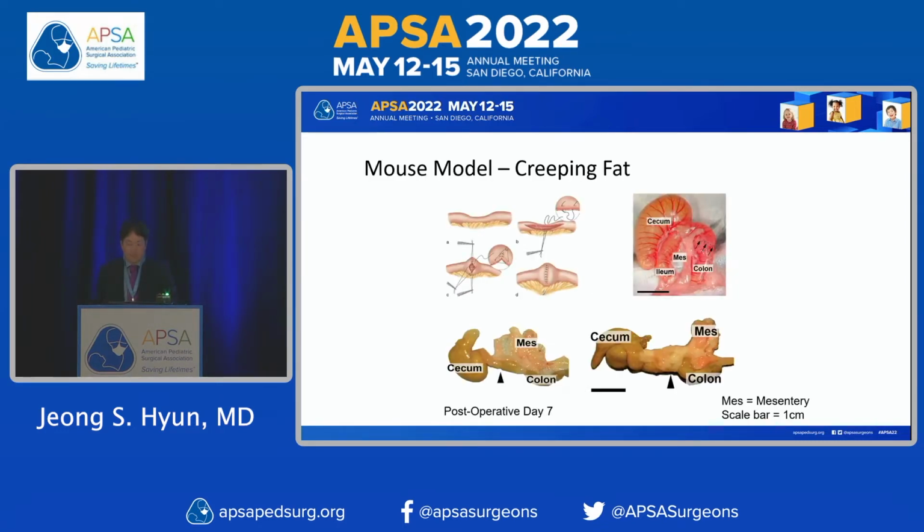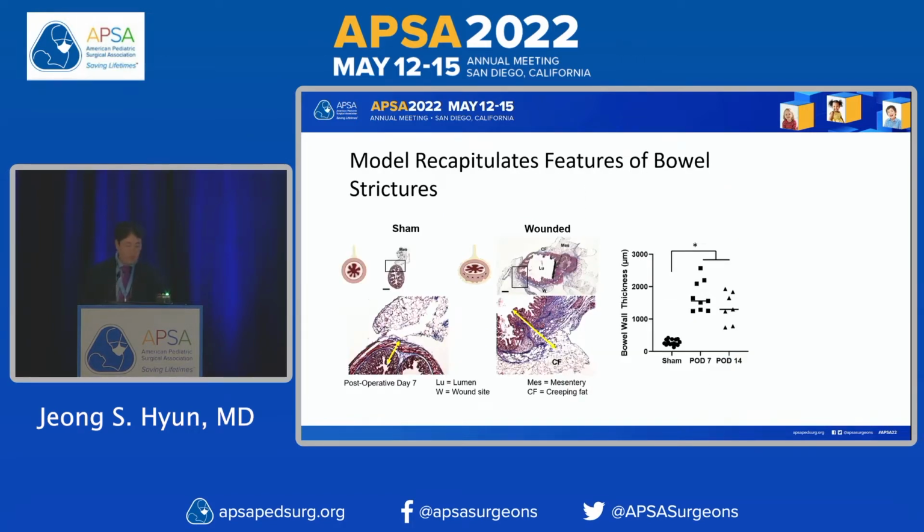So we developed a surgical model using an anti-mesenteric colotomy that we have found faithfully phenocopies the phenomena of creeping fat in mice. This model allows us to take a very granular look at how the creeping fat interacts with the surrounding bowel. Compared to our control specimens, we've been able to show the development of creeping fat in our colotomy model, and most importantly, subsequent bowel stricture formation in the areas of the creeping fat, just like in Crohn's disease.